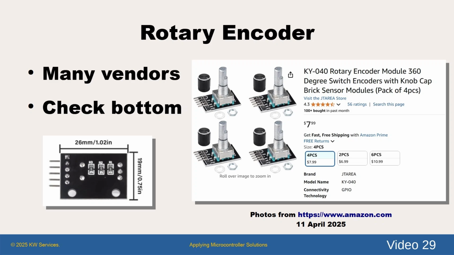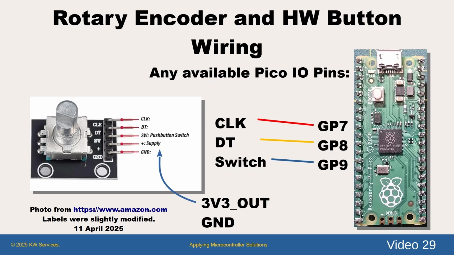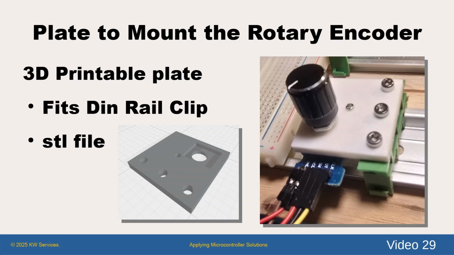I got the model KY-040 device that included the resistors and used a full step. I checked the retailer's pictures to ensure the device had the resistors. To wire the rotary encoder, I simply used 3 consecutive pins that were free on the Pico. I find it easier to work with devices that are firmly mounted.